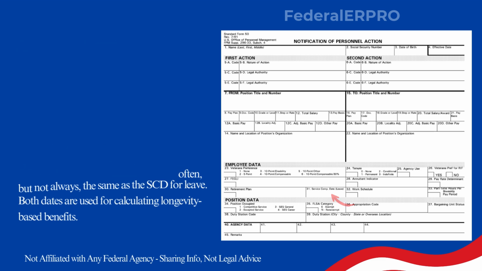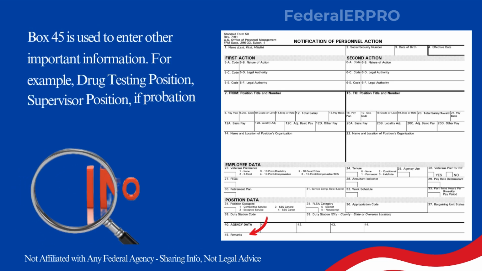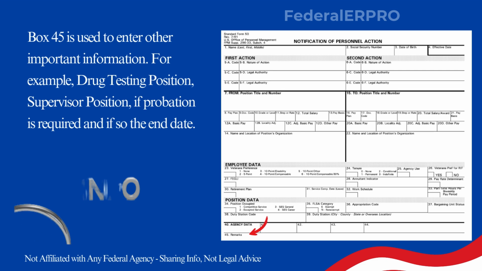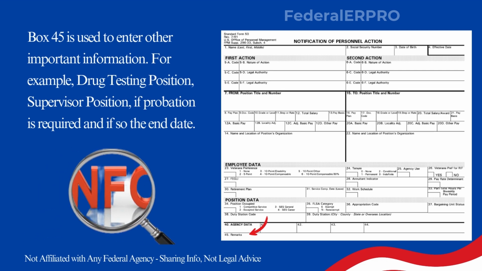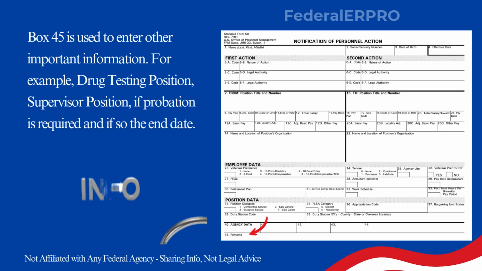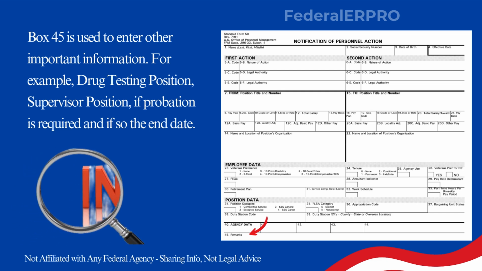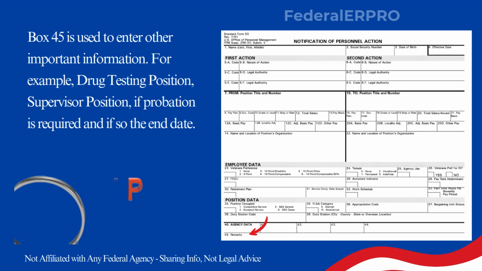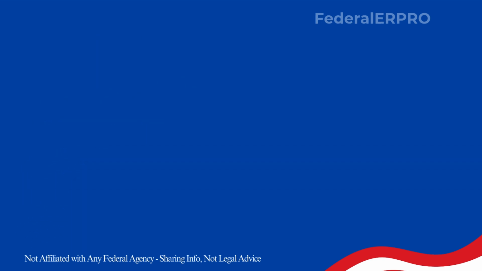Box 45 is the remarks section. This often contains key employment notes, drug testing requirements, supervisory designation, trial or probation period end dates, FLSA status, special pay rules. Don't skip this section. It often explains what the rest of the form does not.